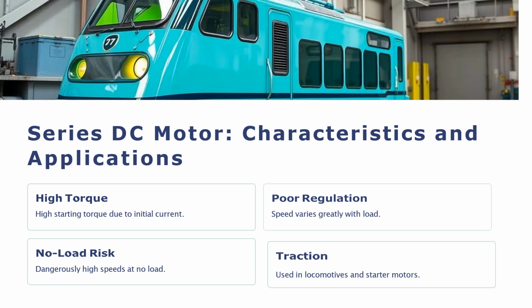Now we will see the applications. Given their high starting torque and variable speed characteristics, series motors are commonly used in locomotives where high torque is needed to start heavy trains, starter motors in automobiles where high initial torque is required to start the engine, and cranes and hoists where heavy loads need to be lifted.